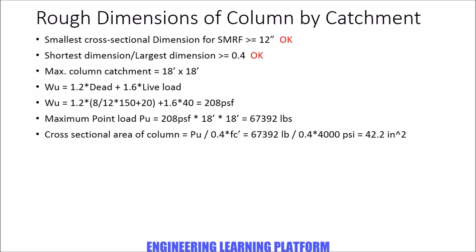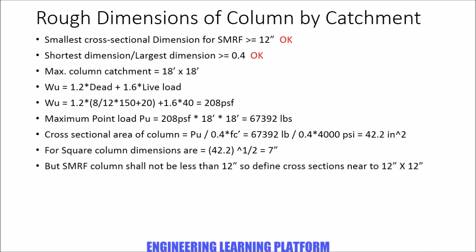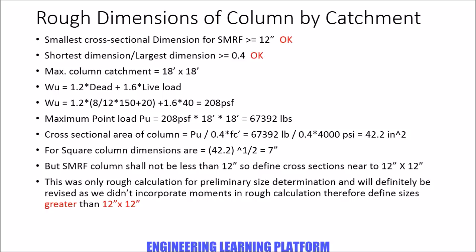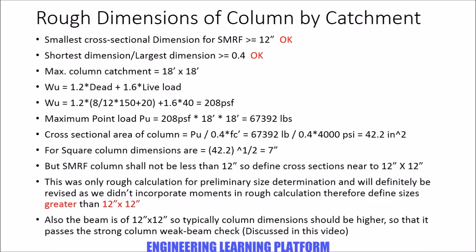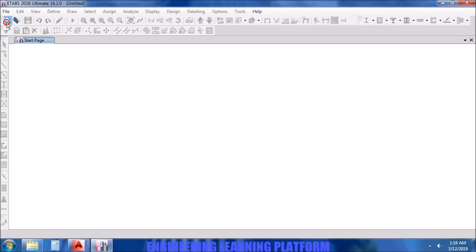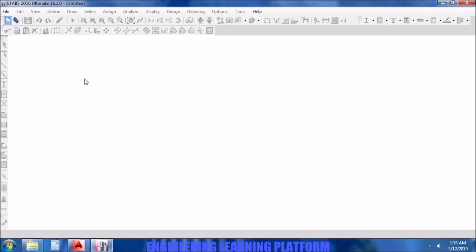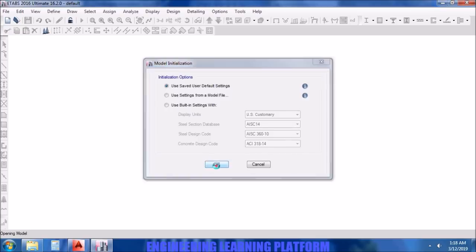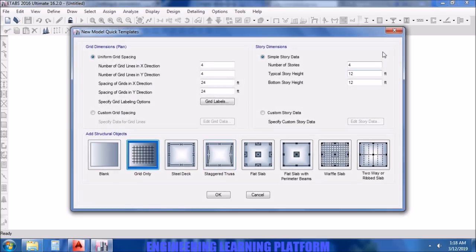The cross-sectional area of the column is typically calculated dividing by a fraction of FC prime. So the column dimensions comes out to be 7 inch by 7 inch, but definitely we will take dimensions minimum as 12 inch by 12 inch. The beams are already defined as 12 by 12, so the columns shall be typically larger in size than the beam for SMRF.